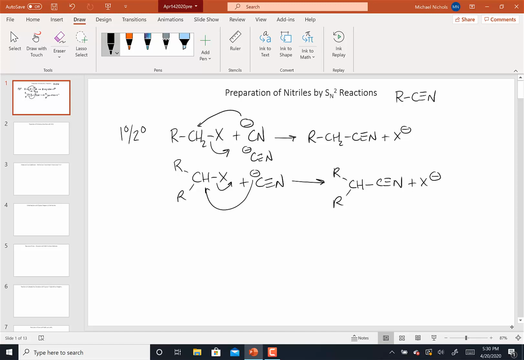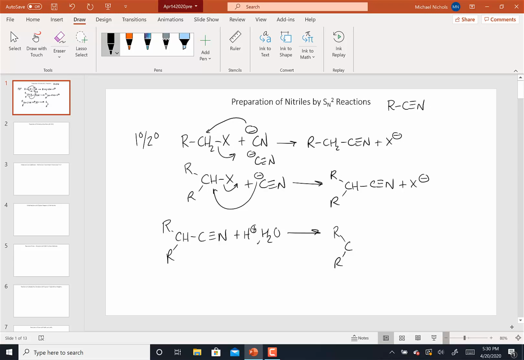Now remember that a nitrile undergoes hydrolysis primarily under acidic conditions is how you would do this. But if I took, for instance, my secondary nitrile that I just made and I reacted it with H plus H2O, I would end up forming the carboxylic acid.